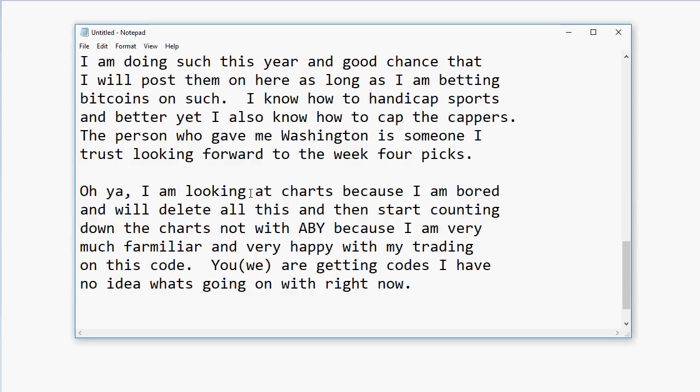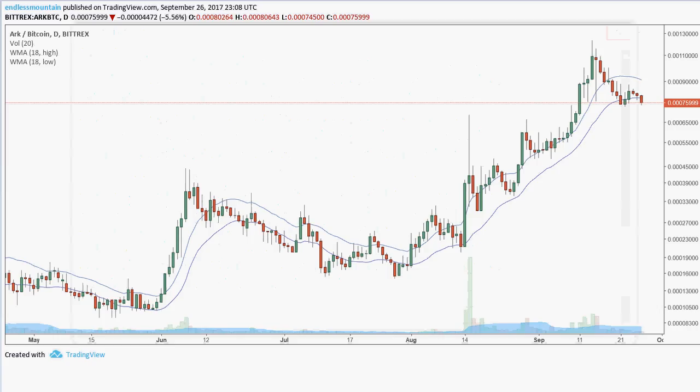Oh yeah, I'm looking at charts because I am bored, and will delete all of this and then start counting down the charts. Not with ABY, Art Bytes, because I know that chart very well. It's something I'm familiar with and very happy so far with the trading. So you or we are getting coins that I have no idea what's going on. So let's bring up the first chart, and I'm guessing it will start with the letter A.